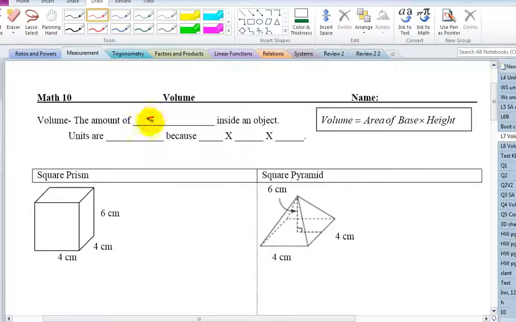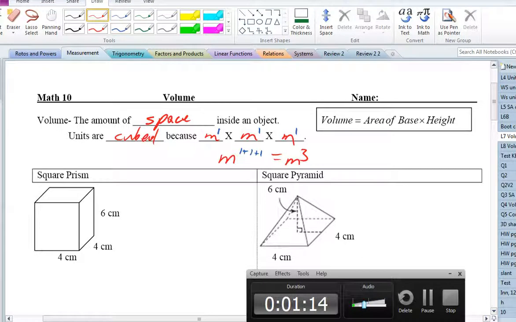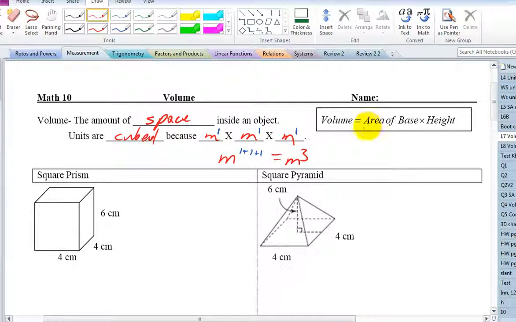Volume is the amount of space inside an object. The units are cubed, because if we have meters times meters times meters, we just finished the unit. What do we do when we multiply like letters? Add the exponents. So we get meters cubed. The general formula for volume is the area of the base times the height. You have to be careful about what is the area of the base. That is what you have to figure out. What shape is the base?